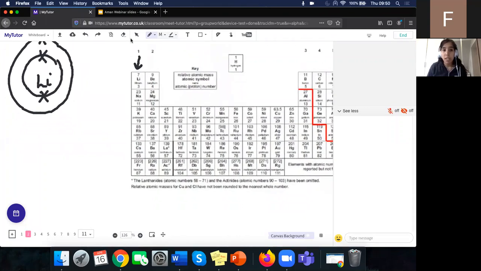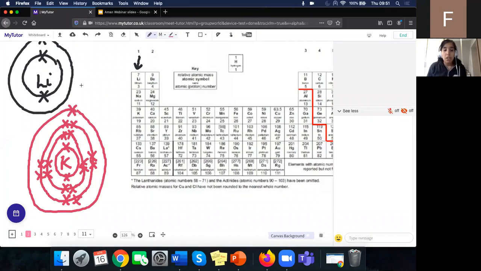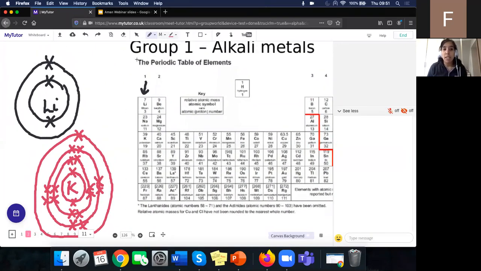Potassium has 19 electrons. If I draw that, it means in the first shell it will have 2. In the second shell it will have 8. That makes 10. In the third shell it will have 8. That makes 18. And then in its fourth and outer shell it will have 1 electron, again, which is what we're expecting because it's in group 1. So we want to know, why is potassium more reactive than lithium?